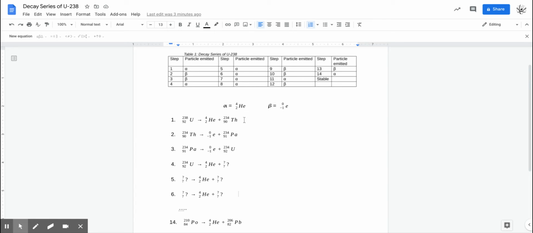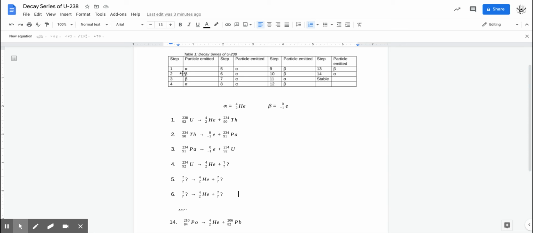So the first few steps I've completed for you, just like we did in class together. So at the beginning of step 1, our parent atom is uranium 238. So remember that the mass number is at the top left, 238. The atomic number is at the bottom left. And on the periodic table, we find that uranium is element number 92, and its symbol is U.